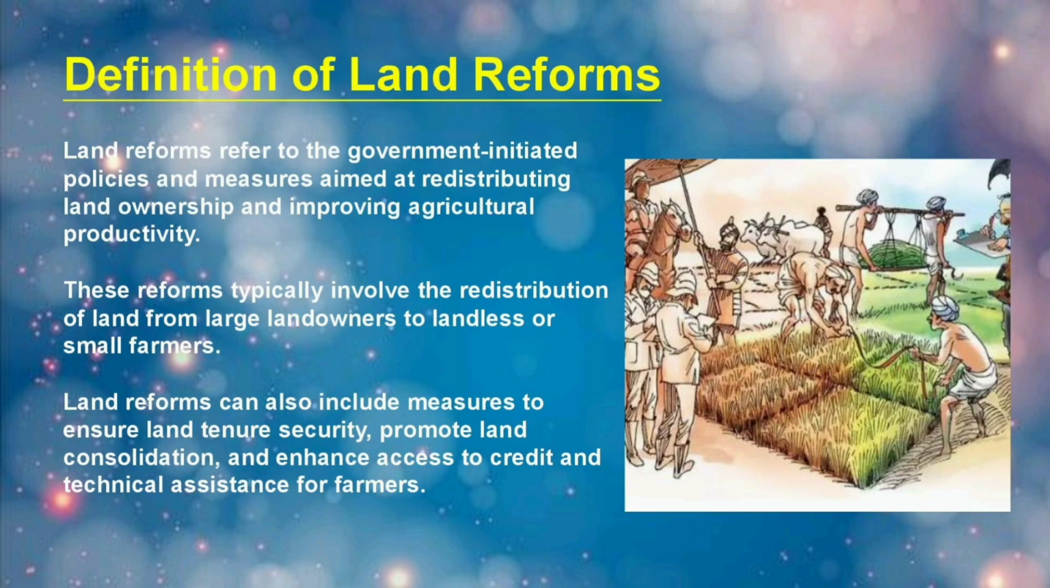Definition of land reforms. Land reforms refer to the government-initiated policies and measures aimed at redistributing land ownership and improving agricultural productivity. These reforms typically involve the redistribution of land from large landowners to landless or small farmers. Land reforms can also include measures to ensure land tenure security, promote land consolidation, and enhance access to credit and technical assistance for farmers.